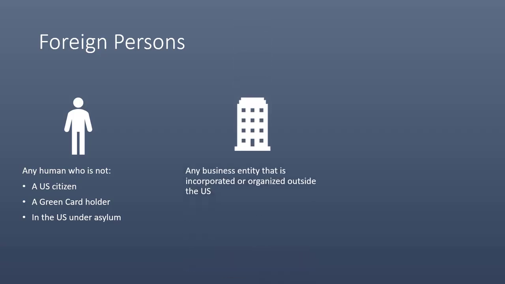So aside from human persons, with respect to a business entity, a foreign person is any business entity that is incorporated or organized outside of the US. Also, any agency or division of a foreign government will also be considered a foreign person. All right, that's it for deemed exports.